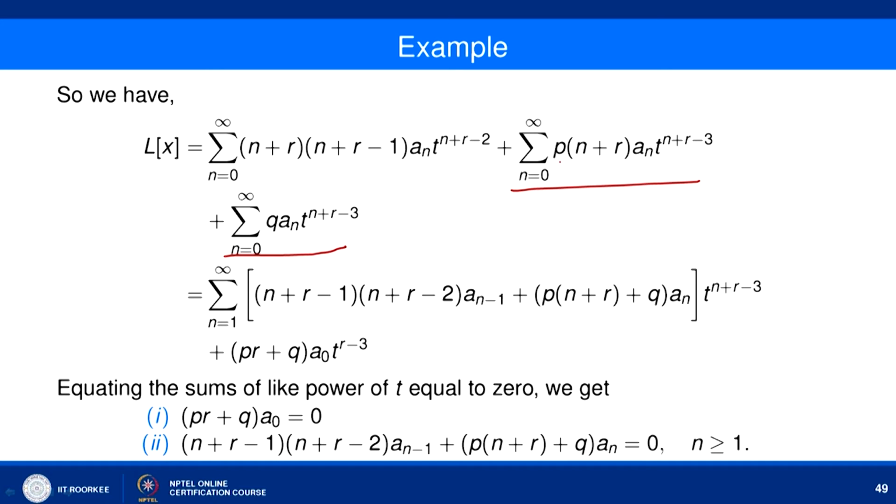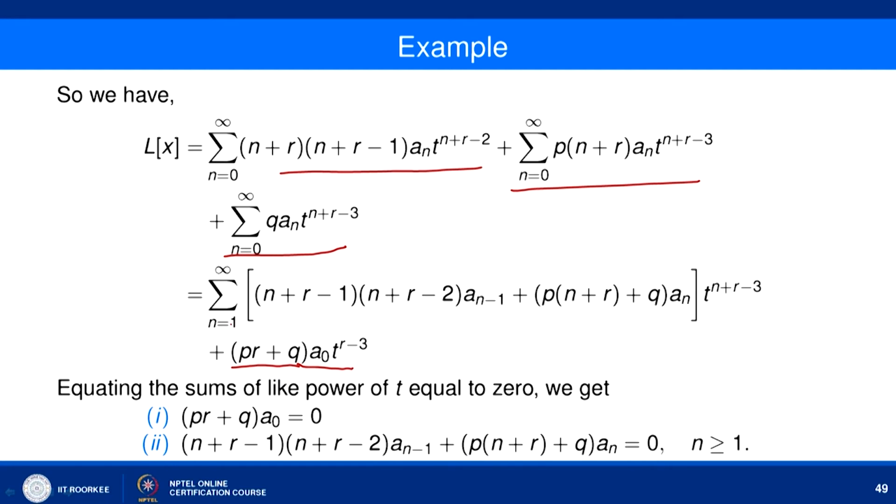So that is what pr plus q a naught into t to the power r minus 3 is given when n equals 0. But when you put n equal to 1, then this will give you the term t to the power n plus r minus 2, the t to the power r minus 2. So it means that this term will also come into the picture.